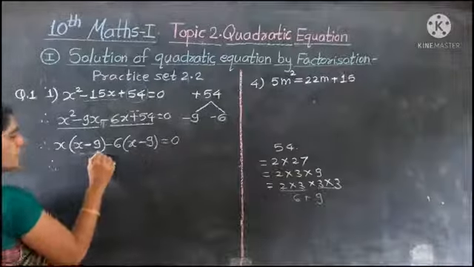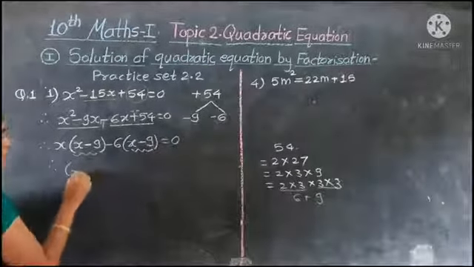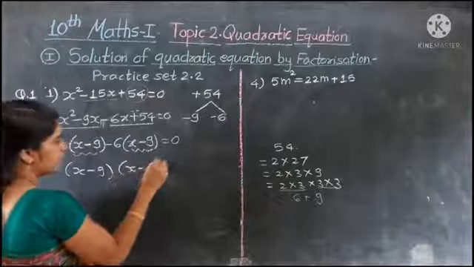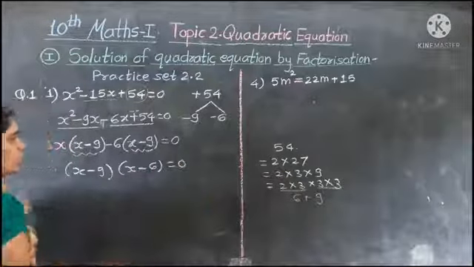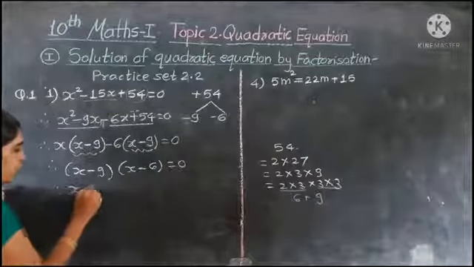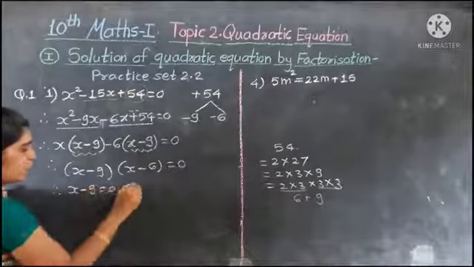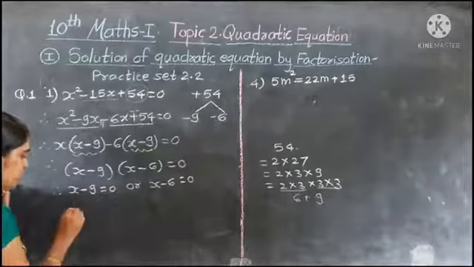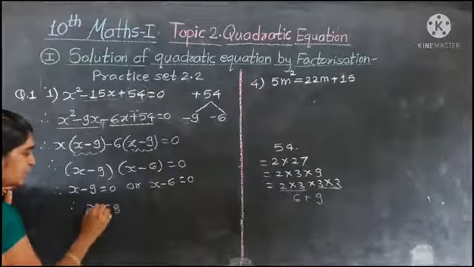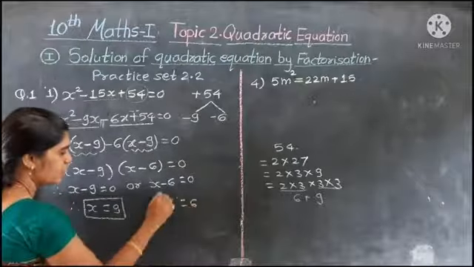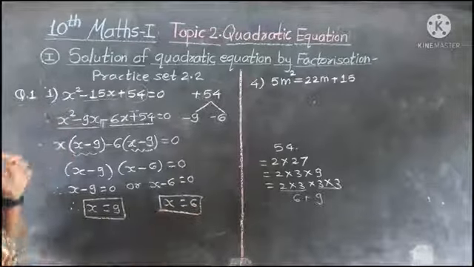So again x minus 9 is common. x minus 9 into remaining x minus 6 is equal to 0. If the product is 0, then one of them is 0. Therefore, you take x minus 9 is equal to 0 or x minus 6 is equal to 0. Therefore, x is equal to 9 and here x is equal to 6. Okay, understand?